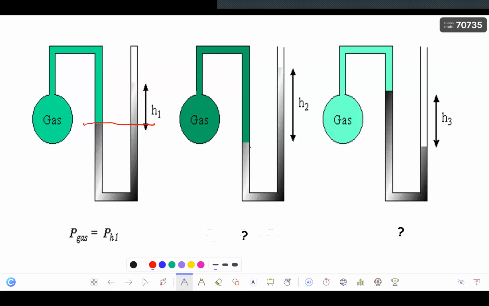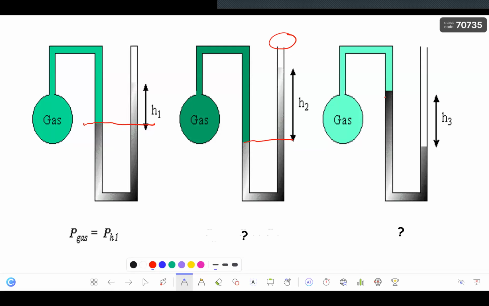Okay, the next step, again, I find a common line, but now my tube is exposed to the atmosphere, so there is atmospheric pressure. So the pressure of the gas is the same as the pressure over this side on the right-hand side, which is atmospheric pressure plus the pressure caused by H2.